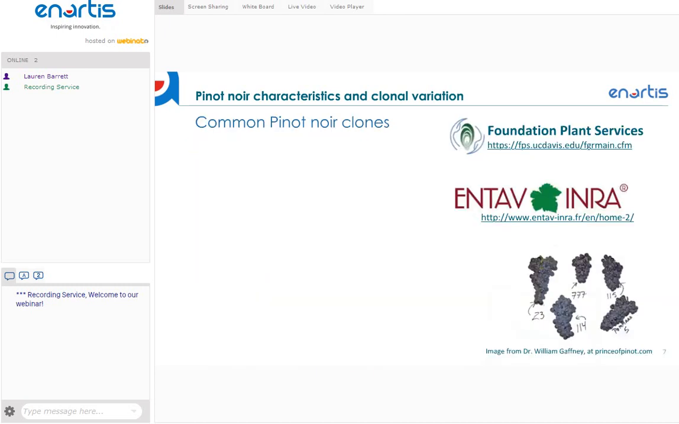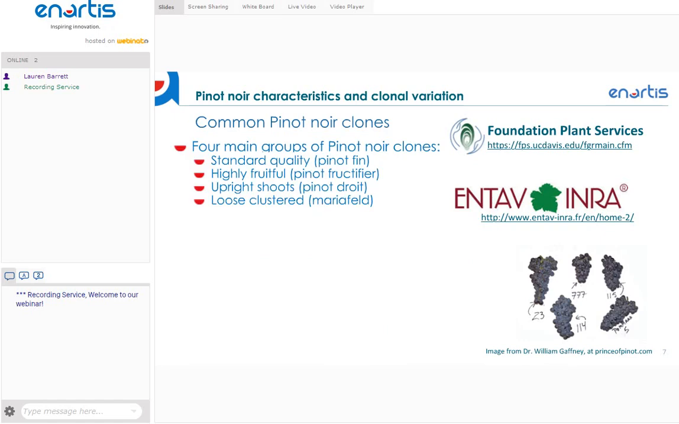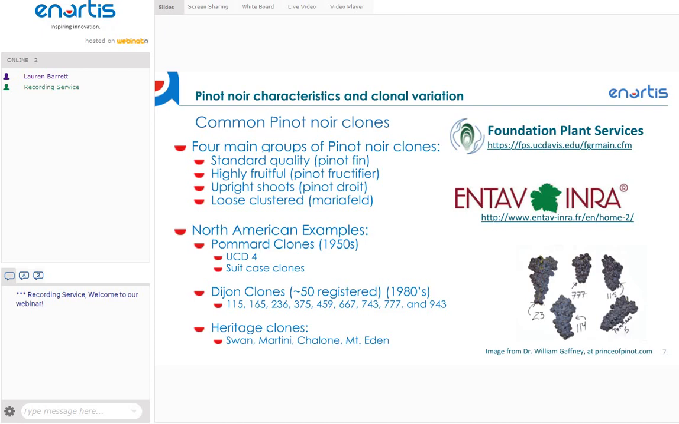So with the potentially thousands of different Pinot Noir clones that are out there, they can be categorized into 4 main groups, and that being standard quality, high fruitfulness, upright shoots, loose clustered, and I wanted to focus on the main North American examples. So in the 1950s, we saw an influx of Pommard clones, specifically to UC Davis.